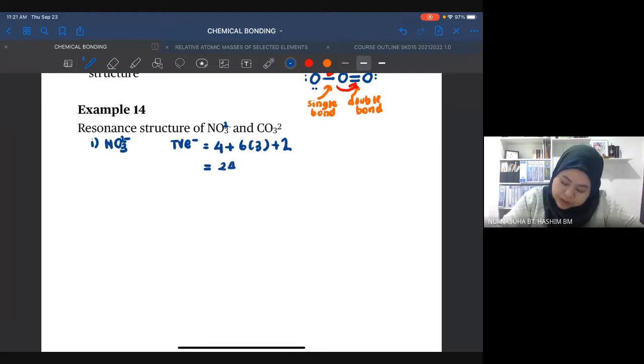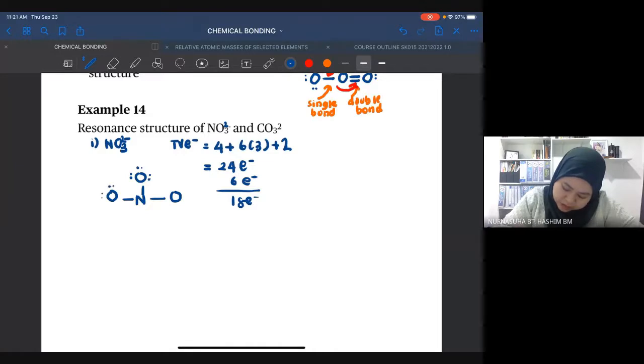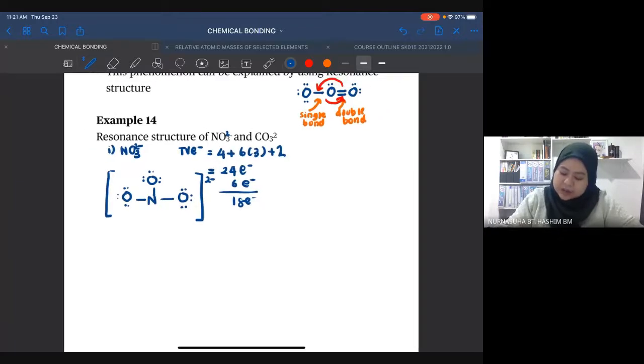So, total valence electron is 24 electron. So, we draw the skeletal structure. So, nitrogen is surrounded by 3 oxygen. 1, 2, 3. So, you use 6 electron. So, remaining 18 electron, we put as lone pair on the oxygen. Kita octetkan oxygen tu. Since the compound has charge, don't forget the bracket. Okay, so now you have used all the electron.